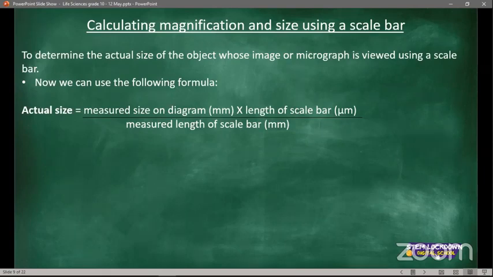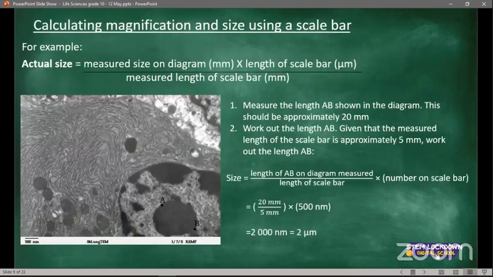You say measured size of the diagram, or measured size of the object on the diagram in millimeters, multiplied by the length of the scale bar, that will be in micrometers, all divided by the measured length of the scale bar, that will be in millimeters. So this is an example. Now, as you can see this drawing here, we want the actual size of this cell organelle.